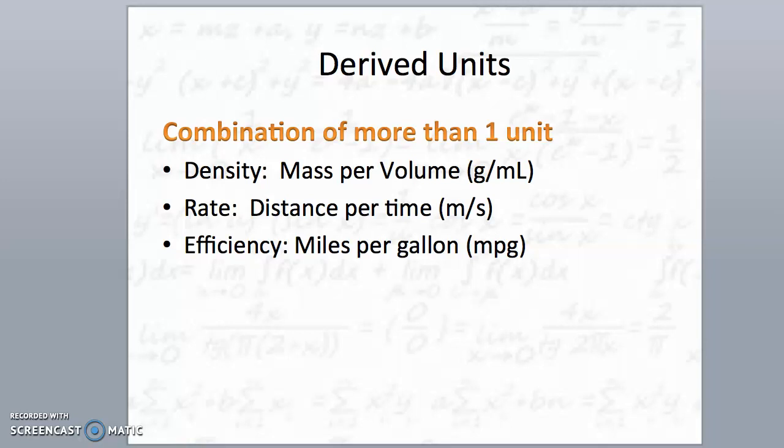Derived units are a combination of two or more units. Density units are often given as grams per milliliter. This is a derived unit composed of two units, grams and milliliters. Some derived units are in disguise and are represented with a single letter. The joule is an example, represented by a capital J. This does not look like a derived unit, but joules are actually kilograms times meters squared per second squared.